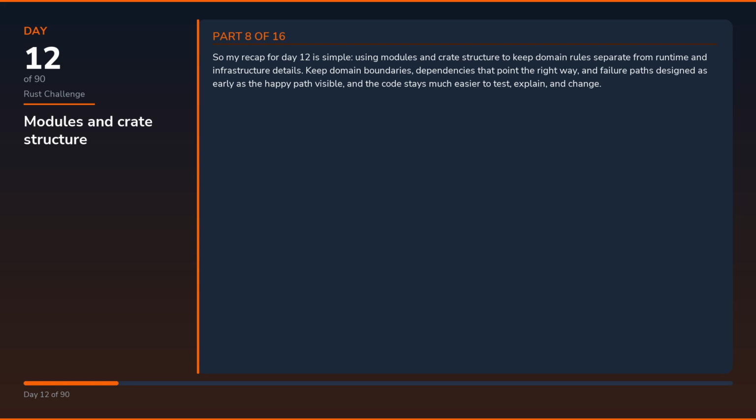So my recap for day 12 is simple: using modules and crate structure to keep domain rules separate from runtime and infrastructure details. Keep domain boundaries, dependencies that point the right way, and failure paths designed as early as the happy path visible, and the code stays much easier to test, explain, and change.